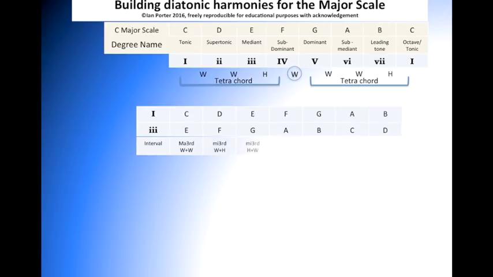So C to E is a major third, D to F is a minor third, E to G is a minor third, F to A is a major third, G to B is a major third, A to C is a minor third, and B to D is a minor third. You can see the major third is made up of 2 whole tones, whereas a minor third is made up of a whole tone and a half tone, or a half tone and a whole tone. It's the same. 2 notes together like this represents an interval. We call that a dyad.